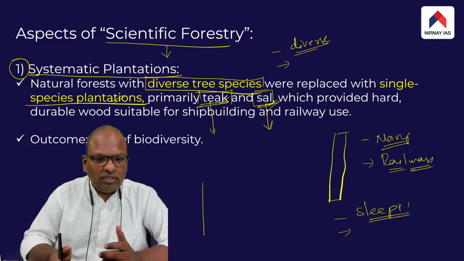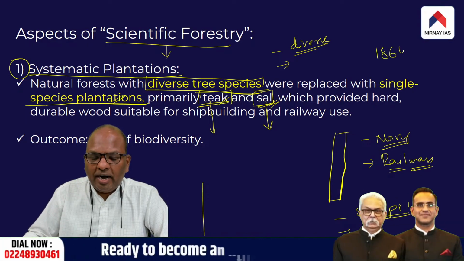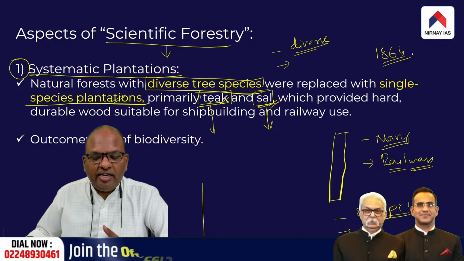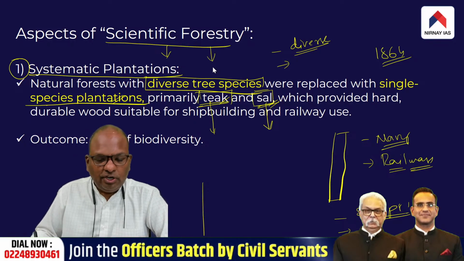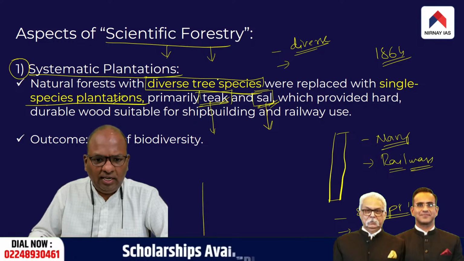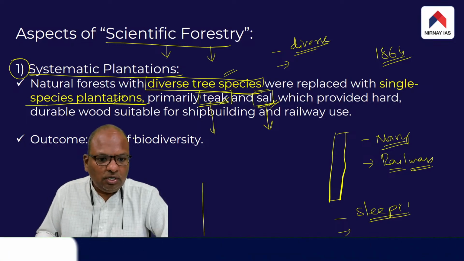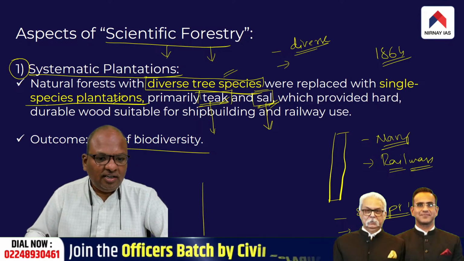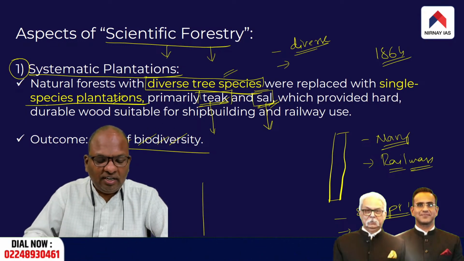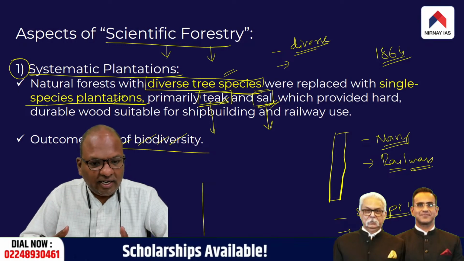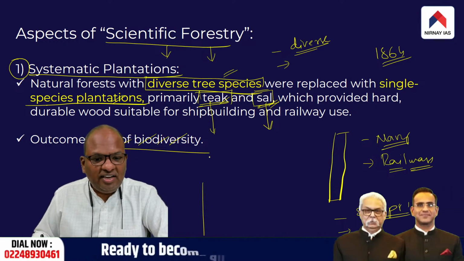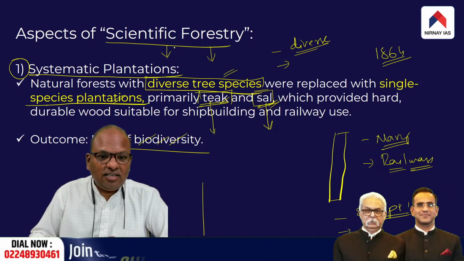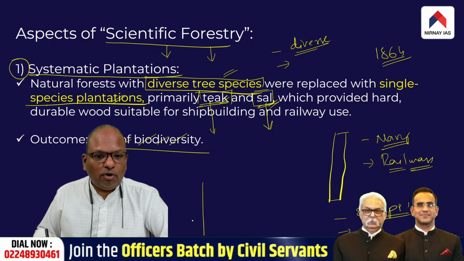So what was the outcome? In 1864, Brandis was appointed. Immediately from 1864 itself, scientific forestry was introduced. Under it, diverse trees began to be replaced with single species trees. But what was the outcome? It resulted in loss of biodiversity. The diversity in the plant species in India began to take a hit. So there was a serious loss of biodiversity as a result of this so-called scientific forestry introduced during the British times.